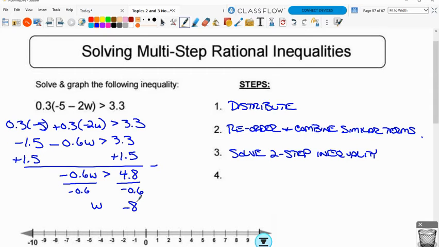And we just divided by a negative number, which is going to reverse the symbol. So w is going to be less than -8. So there is your solved inequality.